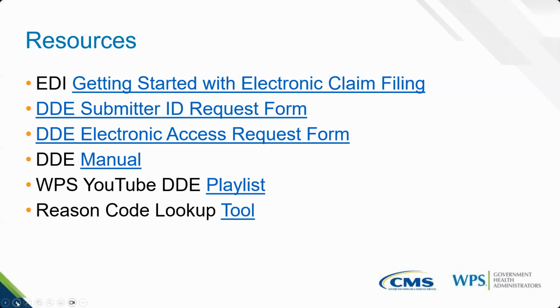I know that with the closing of the correction line, a lot of providers need help navigating through DDE. So we do have that playlist available. And the last one I put on here is the reason code lookup tool. That's on the WPS GHA website. If your claim hits a reason code and you don't know what it means, you can use that tool and put in the reason code and it will give you some information on that.